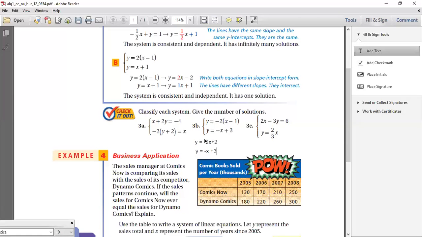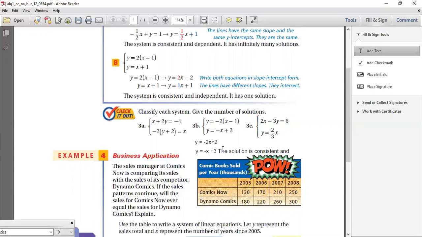Okay, here check the slopes. Slopes are different, intercepts are different, which means again they are two different lines. They are not the same line. So first decide, is the system consistent? Now there are two different lines, which means they will have at least one solution. So the system is consistent, right? Because they are two different lines, they will have at least one solution.